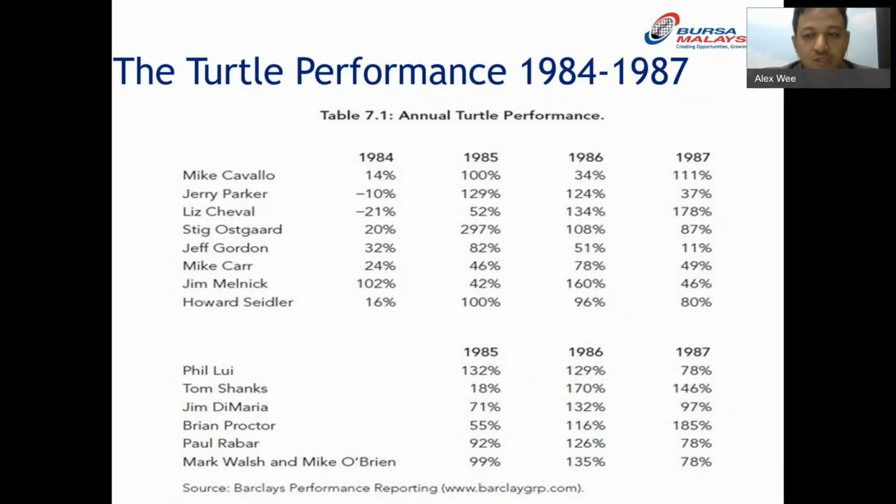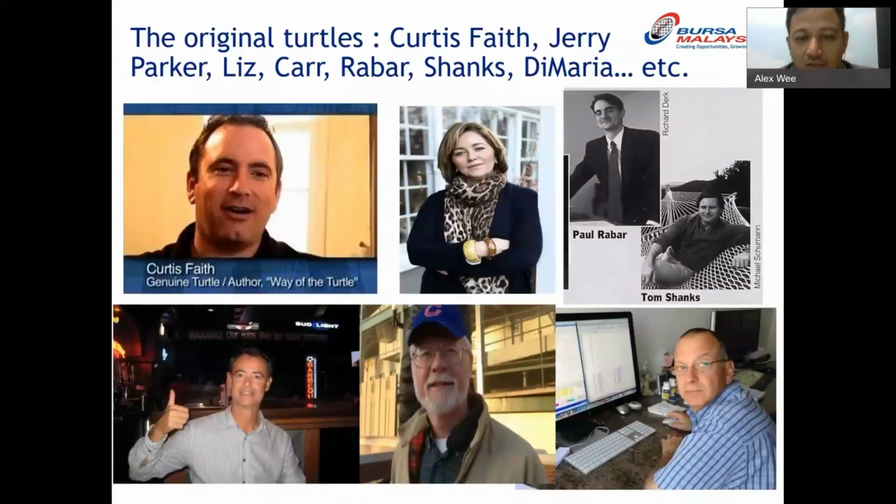So Richard Dennis proved to Bill Eckhardt that any trader can be trained in a very short period of time, like 1 week, 2 weeks, and then they can become a good trader as long as you give them the right methodology. So people were all very, very curious: what did they learn in those 2 weeks? But all the turtles signed a non-disclosure agreement. They could not disclose the method they learned in those 2 weeks for about 20 years.